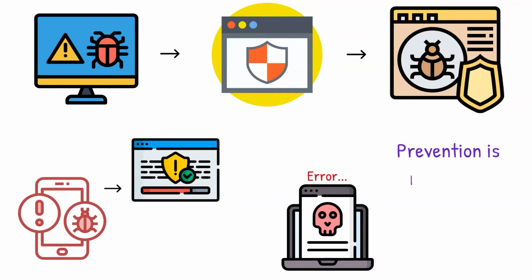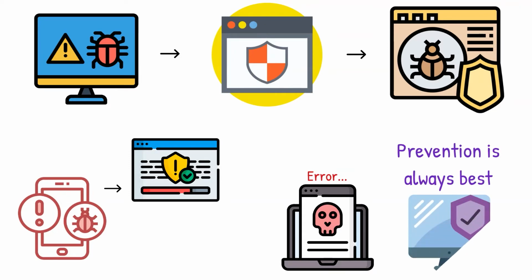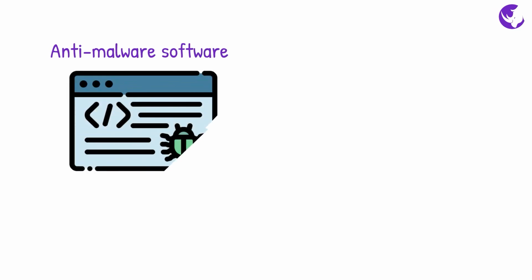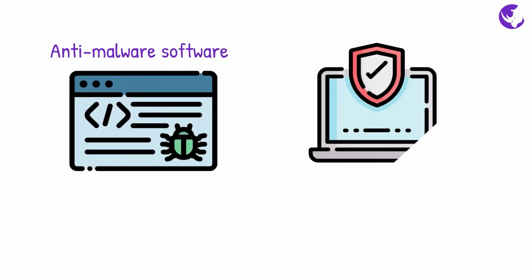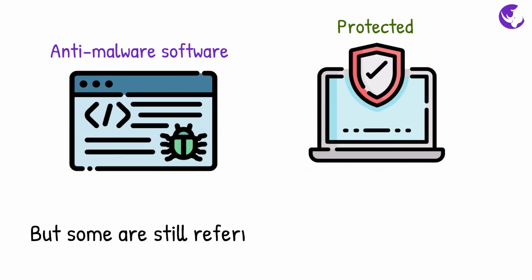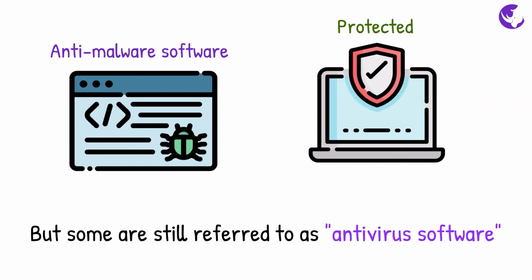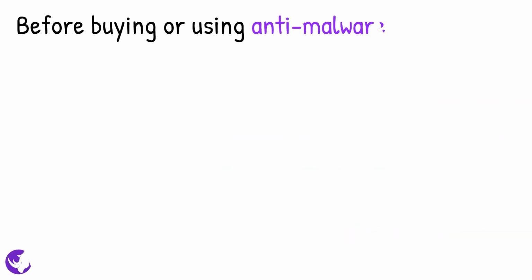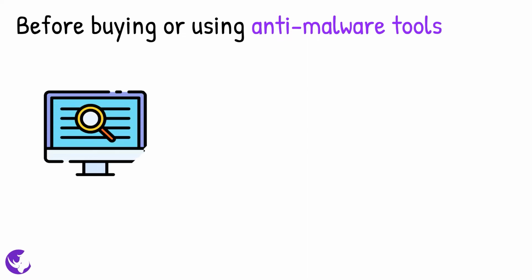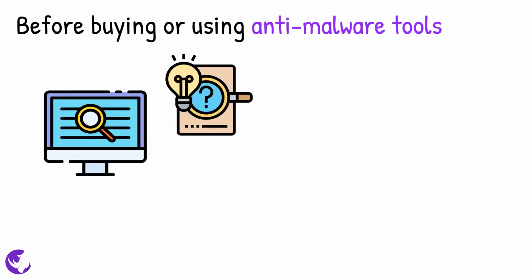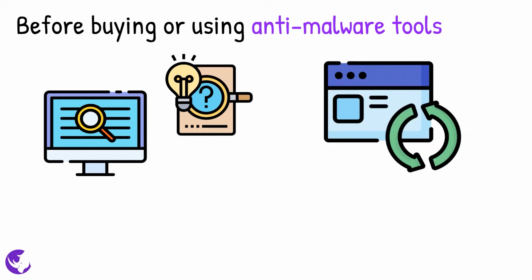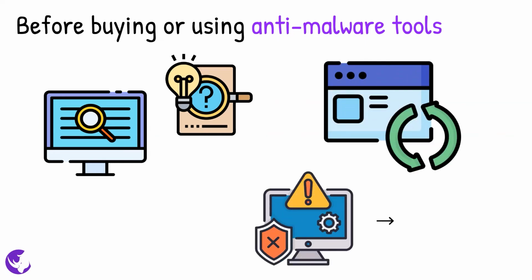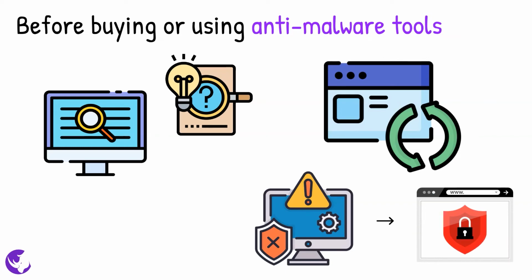Prevention is always best. Install your malware safeguards before you get infected. Most anti-malware software today covers all the types of malware described in this section, but some are still referred to as antivirus software. Before buying or using anti-malware tools, check what types of malware it addresses and find out how often the software is updated. The more frequent the updates, the better, as new malware appears daily, and sometimes even hourly.